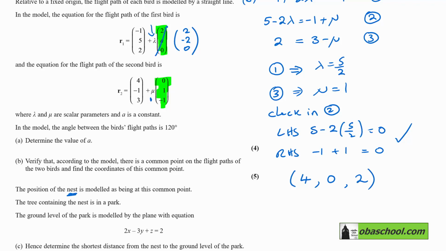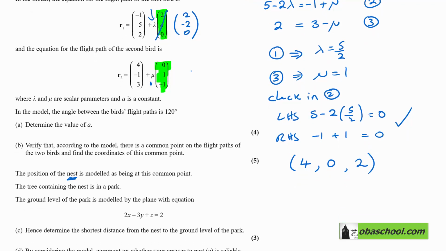The tree containing the nest is in a park. The ground level of the park is modelled by the plane with the equation 2x minus 3y plus z equals 2. We want to determine the shortest distance from the nest to the ground level of the park. In other words, if this is the park and this is the nest, we want this distance. Now you can certainly do that with projections and one thing and another. I have a method that I like to use, however, which is I'm going to construct a parallel plane that contains this point just here.